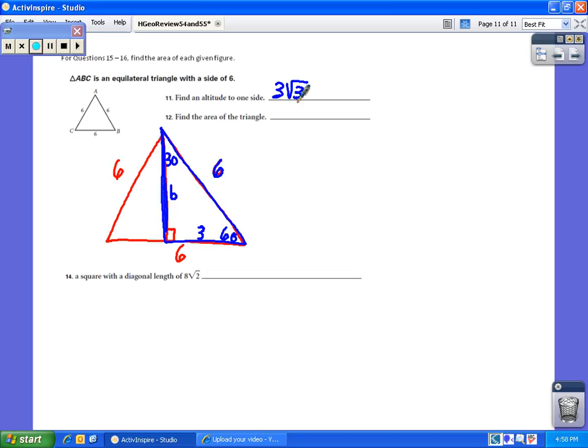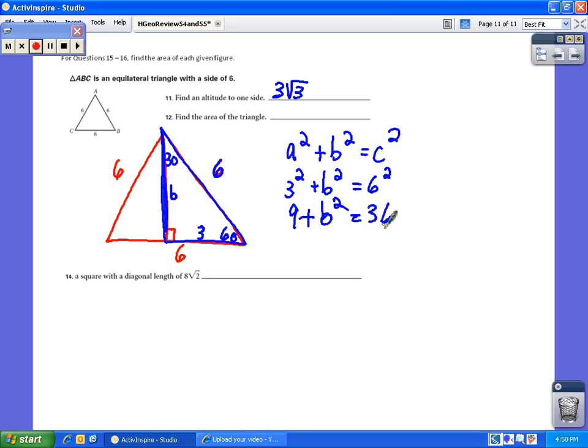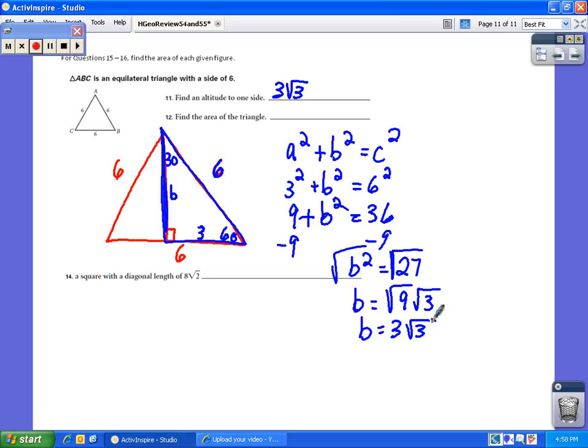If you didn't notice that this was a 30, 60, 90 triangle, you could also solve this using the Pythagorean theorem. A squared plus B squared equals C squared. Plug 3 in for A, and plug 6 in for C. So I have 3 squared, which is 9, plus B squared is equal to 6 squared, which is 36. And I get B squared is equal to 27. When I take the square root of both sides and then simplify this radical, I get the same answer I got before, 3 times the square root of 3.